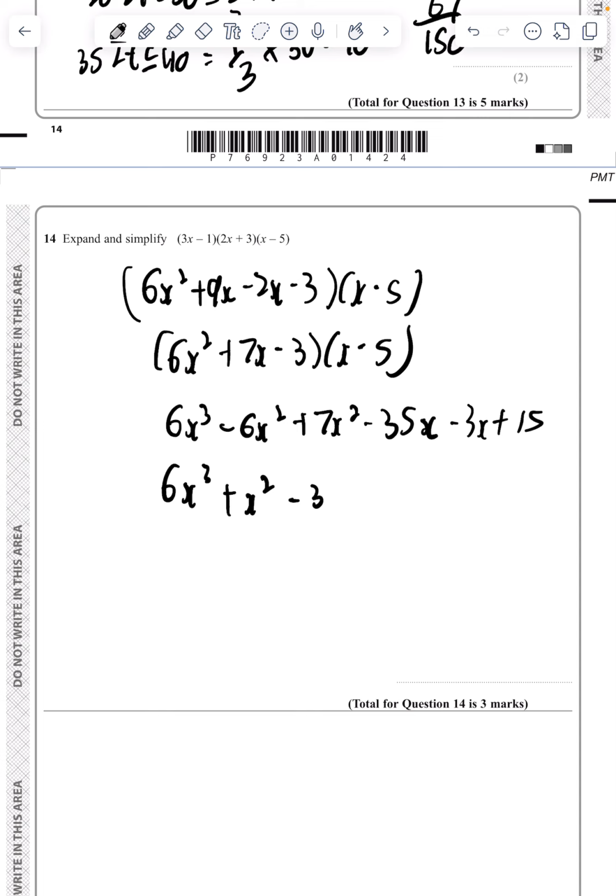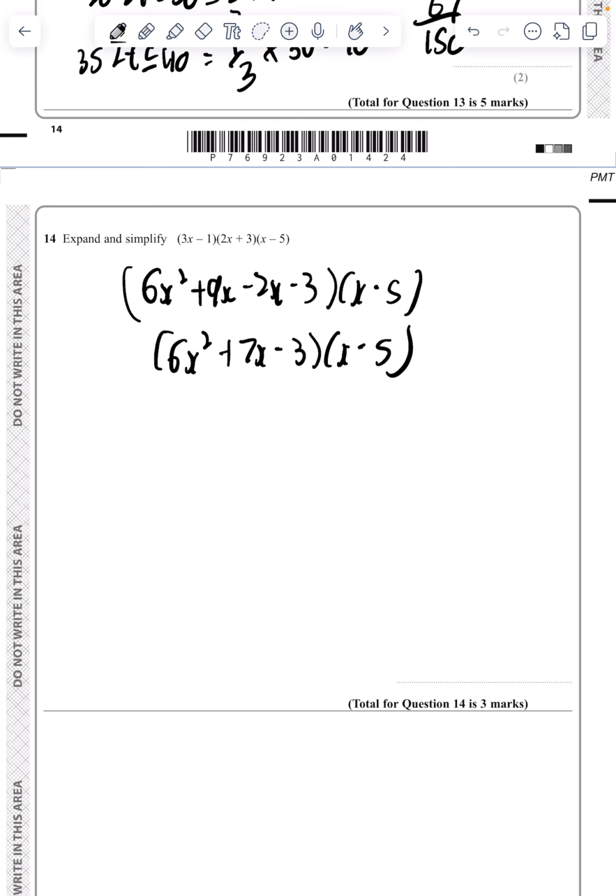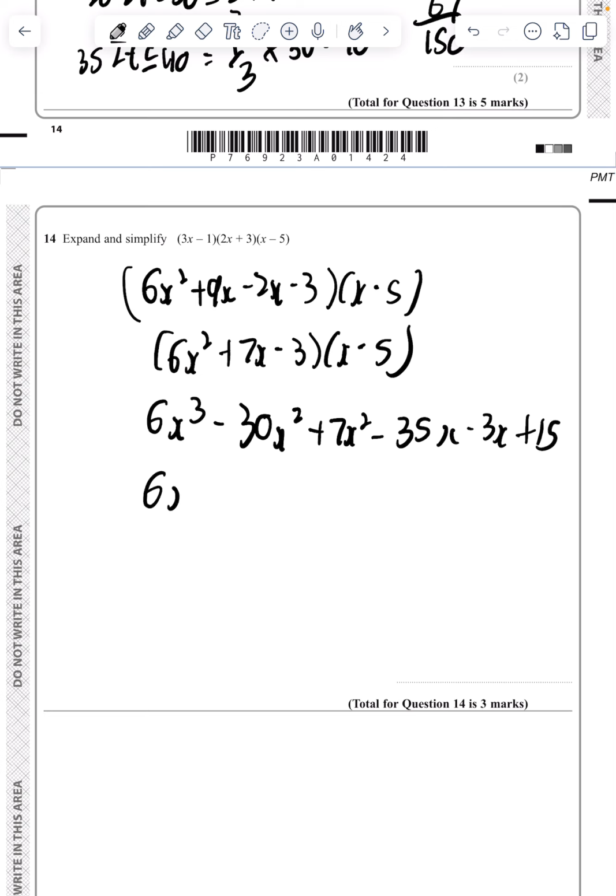Have I made a mistake somewhere here? Yeah. Let me just see, I can see a mistake. Yeah, so 6x cubed minus 30x squared. Don't know how I missed that. And then simplify.